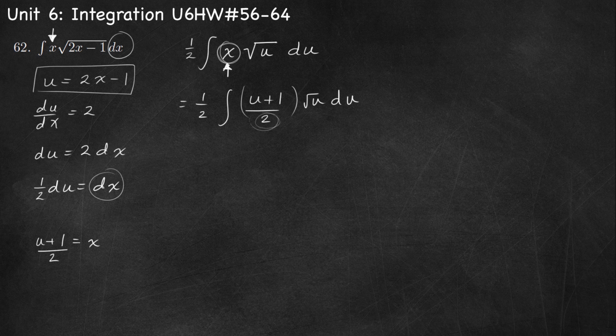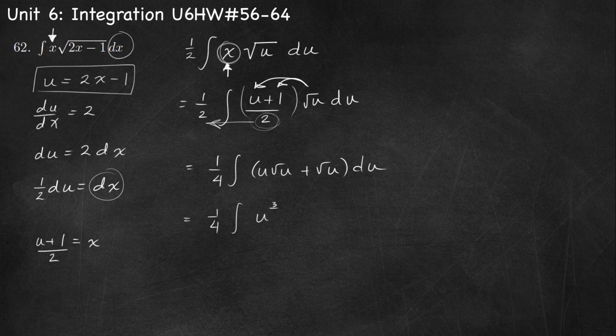This 2 we can bring out. It gets multiplied by the 1/2 that's already out there, so 1/4 integral, and then we distribute the square root of u here. So u root u plus root u times du, or 1/4 times the integral of u to the 3/2 plus u to the 1/2 du. We use our power rule.